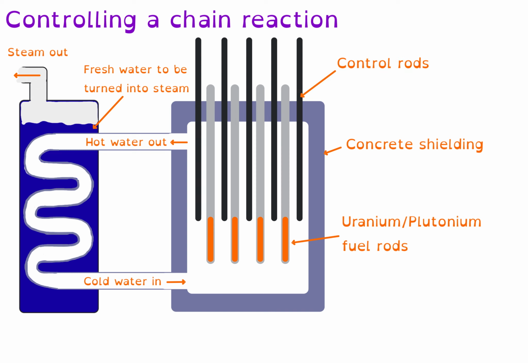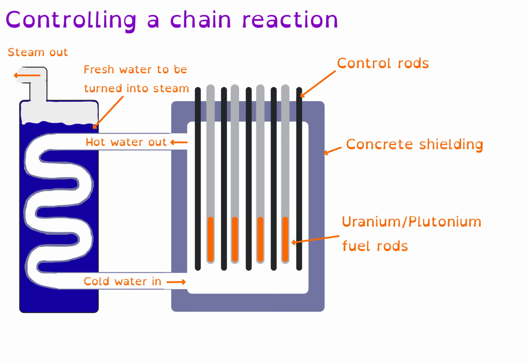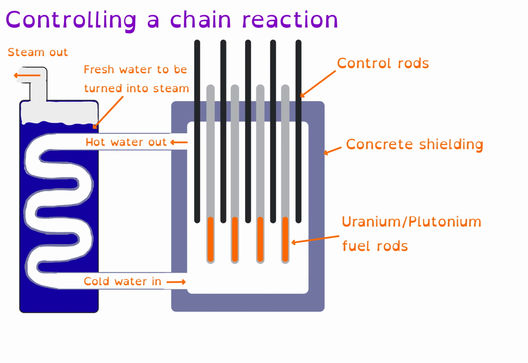This is achieved by using boron control rods. The control rods absorb neutrons, so fewer fission reactions can take place. The control rods can be lowered when the reaction is producing too much energy, and raised again when a lower energy level per second is reached.